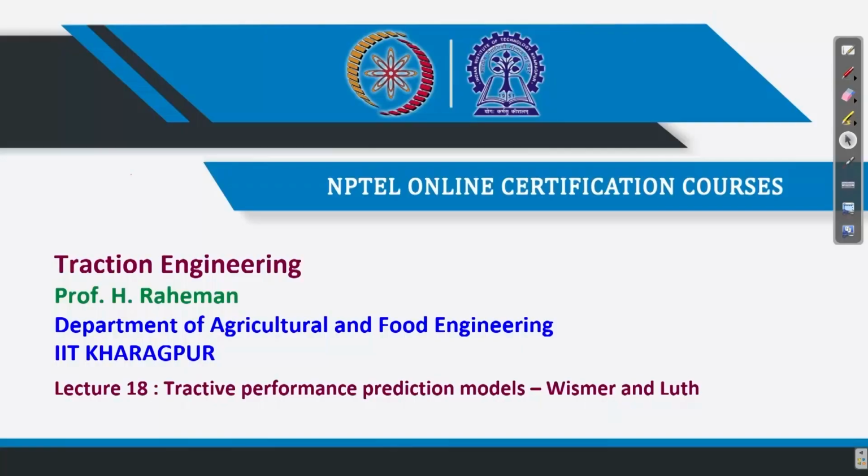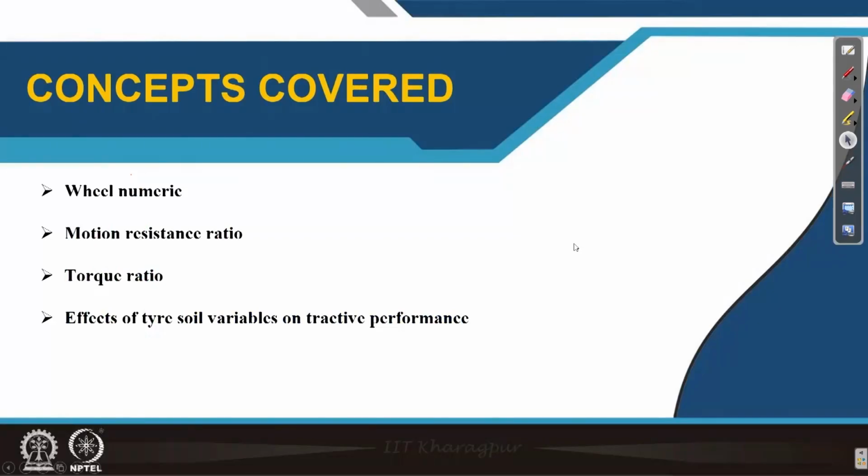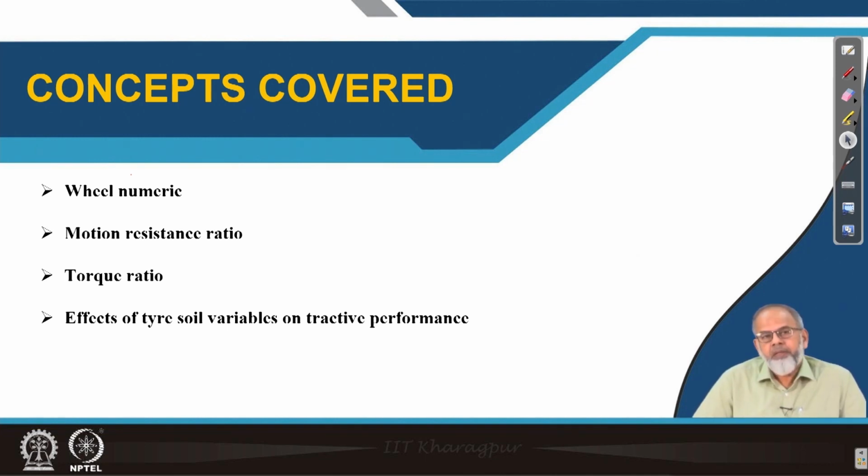This is lecture 18, where I will try to cover tractive performance prediction models, basically what was developed by Wismer and Luth. The concepts which will be covered are wheel numeric, motion resistance ratio, torque ratio, and effects of tire cell variables on tractive performance.